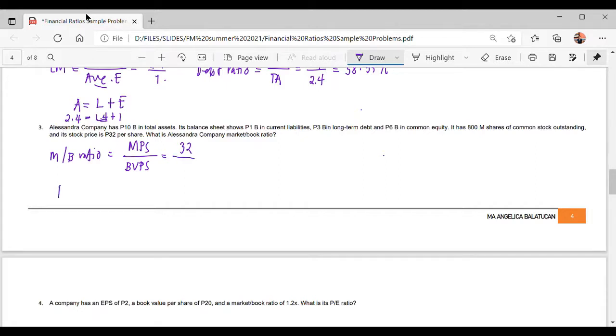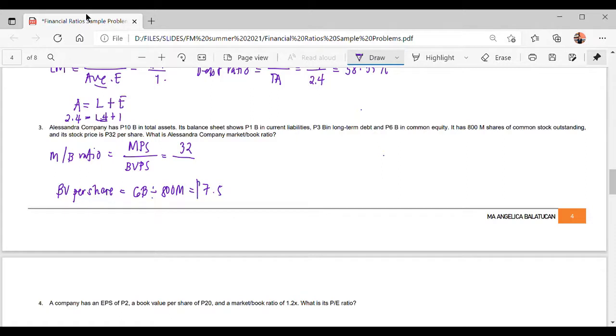So how do we compute the book value per share? Even in intermediate accounting, you can refer to the intermediate accounting books. To compute the book value per share, you need to reduce the equity first and only compute what is for common equity. So, common equity lang ang focus. In the problem, since the common equity is given, you have 6 billion divided by the number of ordinary shares, 800 million. Therefore, that is 7.5 per share.